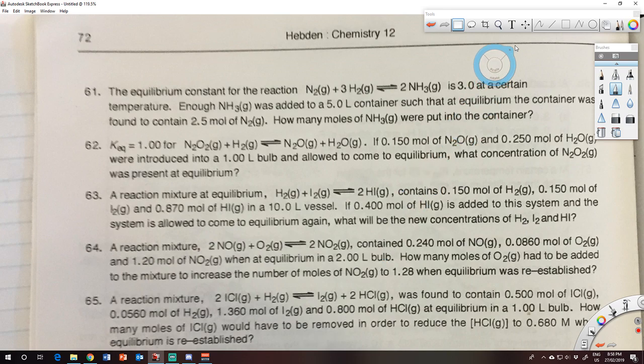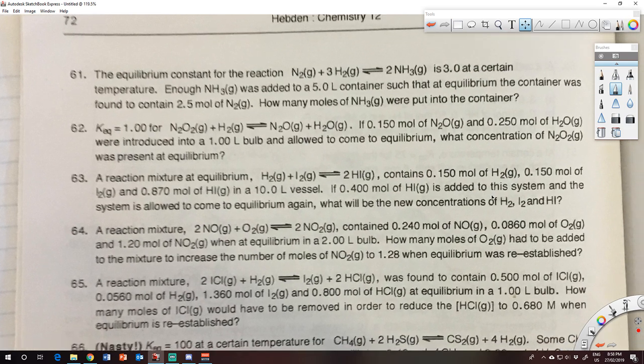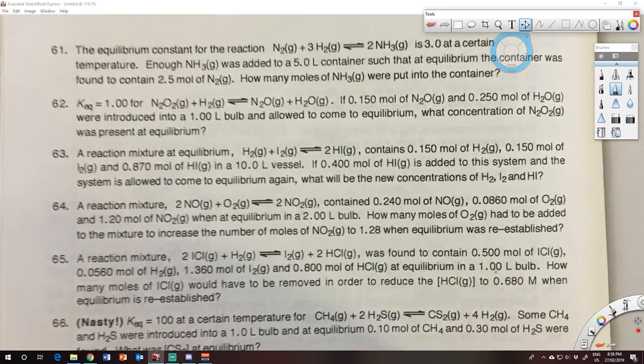Alright, 61. The equilibrium constant for this reaction is as follows. NH3 was added to the container so that there are 2.5 moles of N2 at equilibrium. How many moles of NH3 did we start with? We did that already in class.